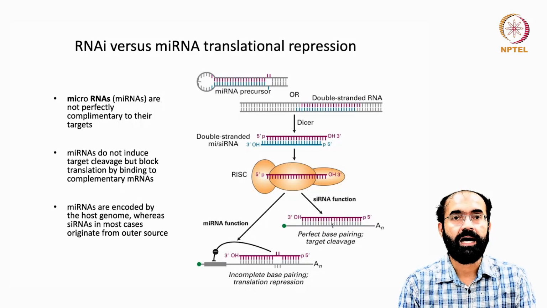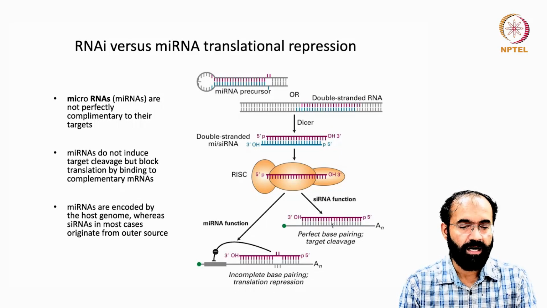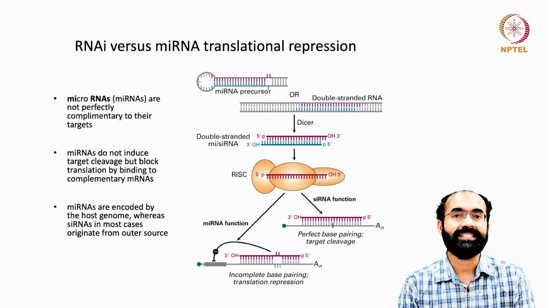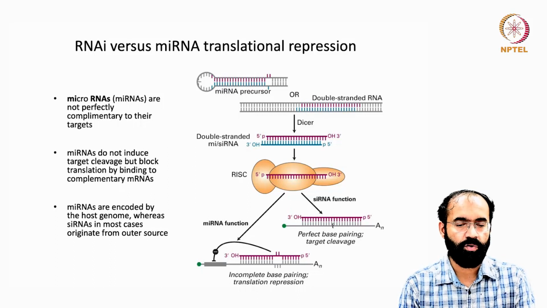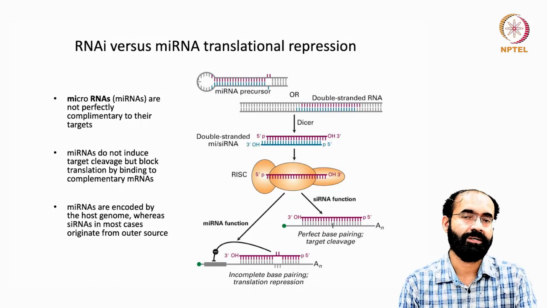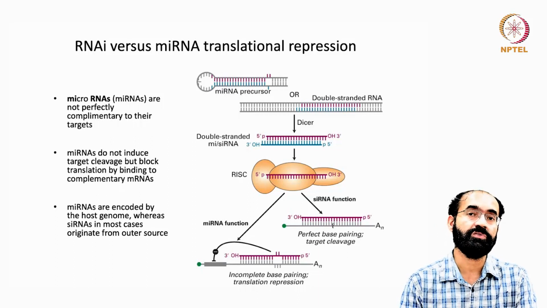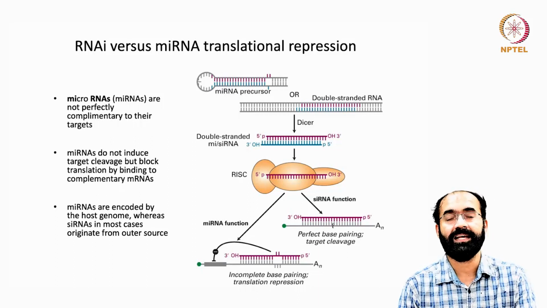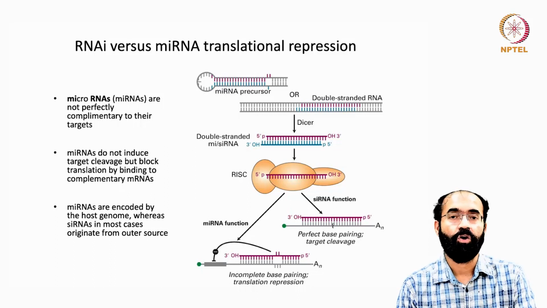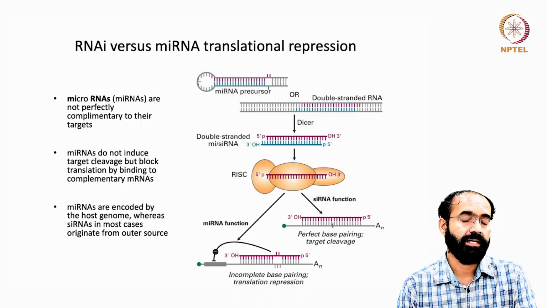And microRNAs are encoded by the host genome, whereas siRNA in most cases originates from an outside source. That means you have to supply it, or it has to come from some viruses or some other sources. Normally microRNAs are produced endogenously. siRNAs are either artificially made or put into the cell from an outside entity.